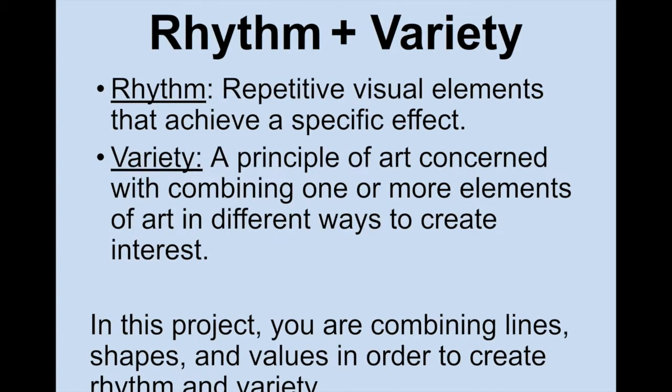Rhythm and variety. Rhythm is repetitive visual elements that achieve a specific effect, and variety is a principle of art concerned with the combining of one or more elements of art in a different way to create interest. In this project, you are combining lines, shapes, and values in order to create rhythm and variety.